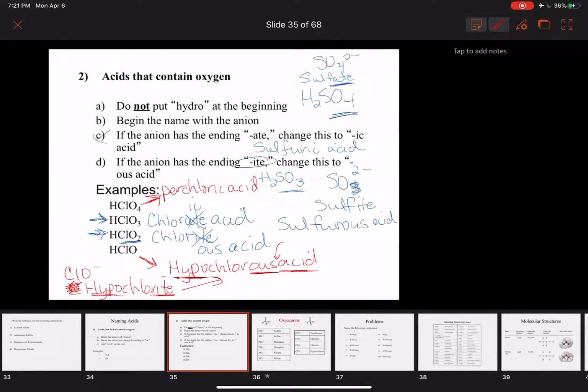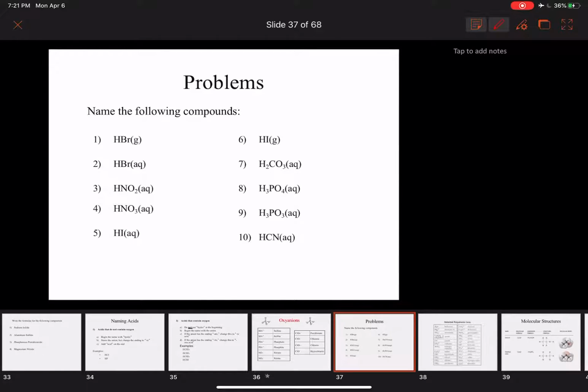Now let's go ahead and do some problems. So the very first one says HBr, and that's a gas. And then number 2 says HBr, and in parentheses it has AQ. Now AQ means aqueous, or some people say it aqueous, and that means it's dissolved in water. And HBr needs to be dissolved in water to have its acid behavior. So the very first one, HBr, just as its gas, we're just going to name it with its compound name. So this one right here is going to be hydrogen bromide.